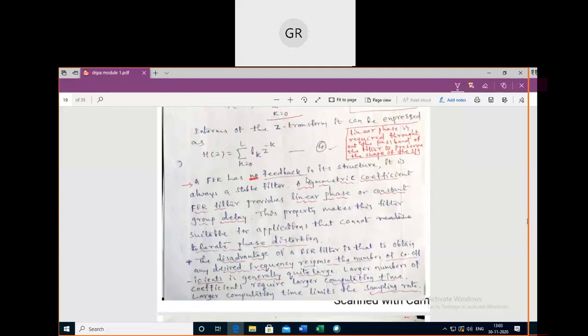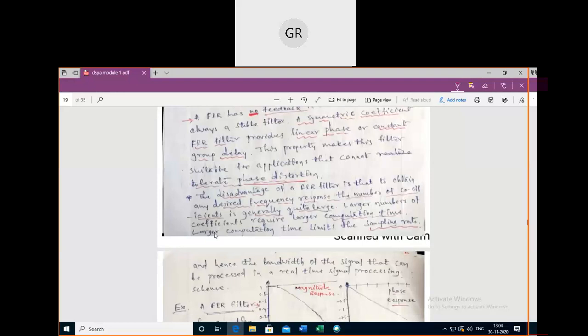An FIR filter has no feedback in its structure. It is always a stable filter because there is no feedback. A symmetric coefficient FIR filter provides linear phase or constant group delay. This property makes this filter suitable for applications that cannot tolerate phase distortion. These are the advantages of the FIR filter.